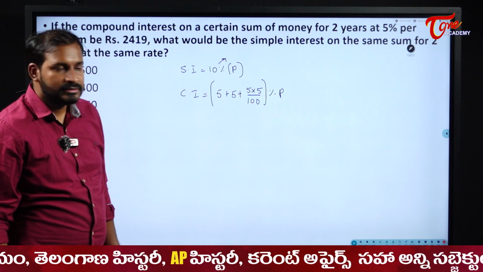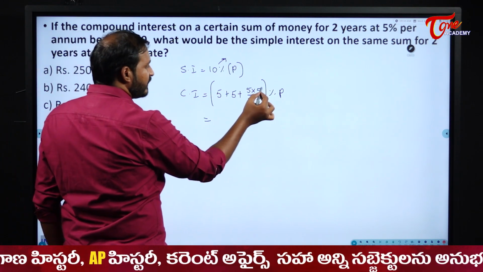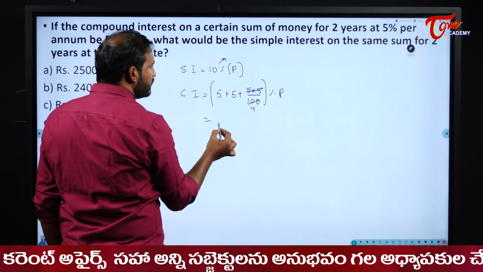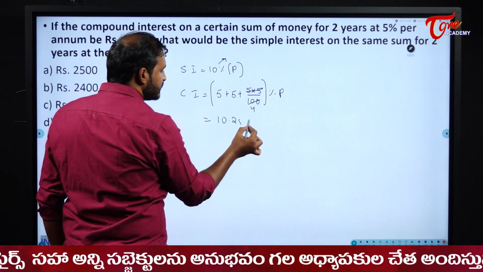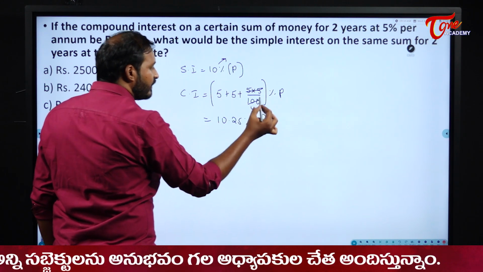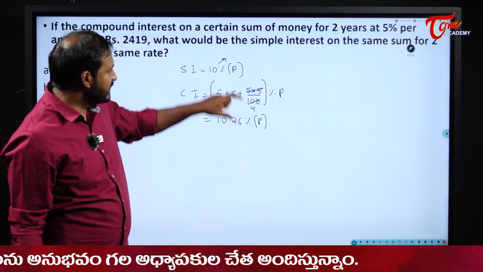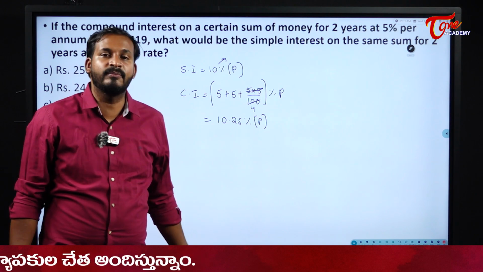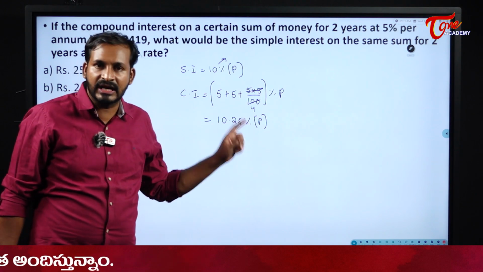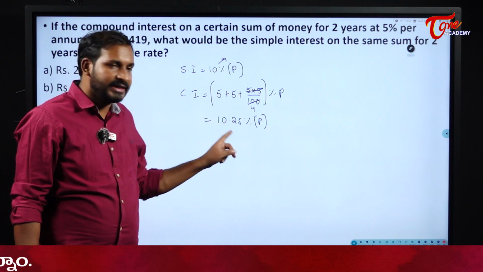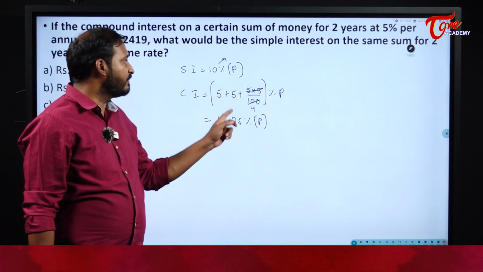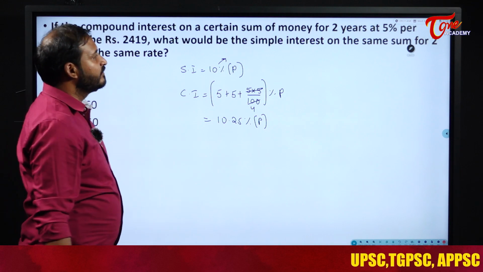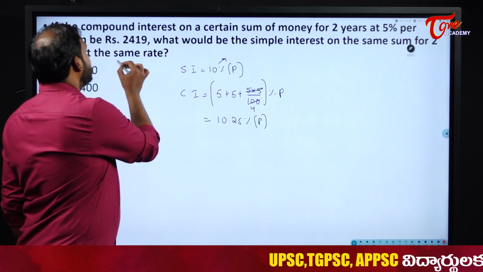Am I correct? So, what happens to these students? 5 5s are 25, 25 4s are. So, this will become what overall for me? 10.25% of principal. 10.25% of principal. That means my simple interest will be 10% of principal and my compound interest will be 10.25% of principal. Is it correct or not? Yes, it is correct. Now, you have 10.25% and we need to find what? What would be the simple interest on the same sum for 2 years at the same rate?